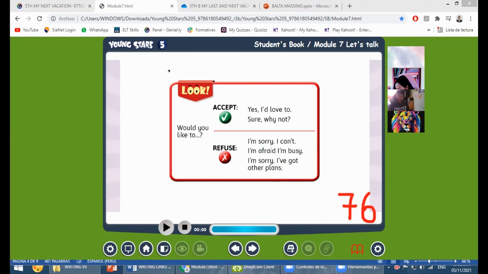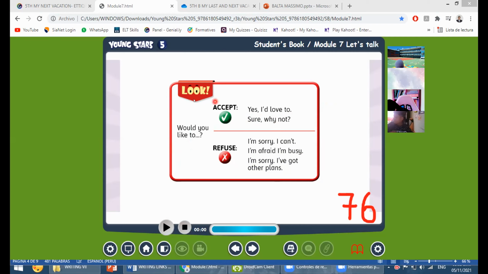Let's see. Jose Carlos, would you like to go to the stadium? Yes, I'd love to. Okay, let's go, let's watch a soccer game. You see, you are going to create invitations, and then your friend says if they accept or not. Okay, and to finish, one more example. Christopher Soto. Christopher, would you like to play PlayStation? Yes, I'd love to. Okay, my friend, let's go at 3 o'clock, at your house.